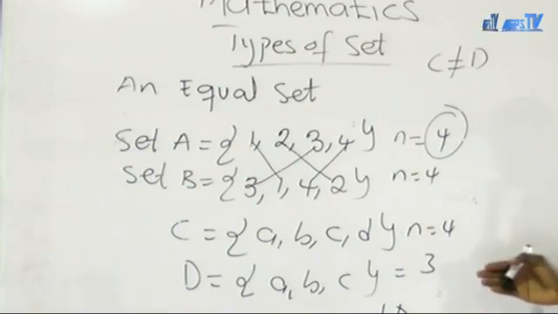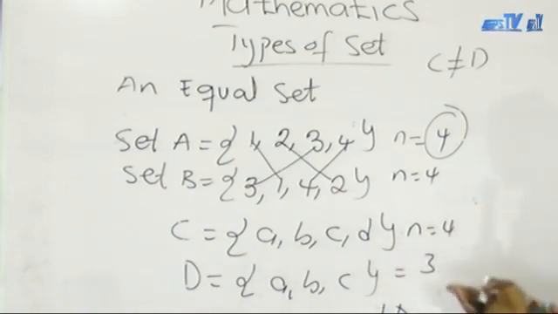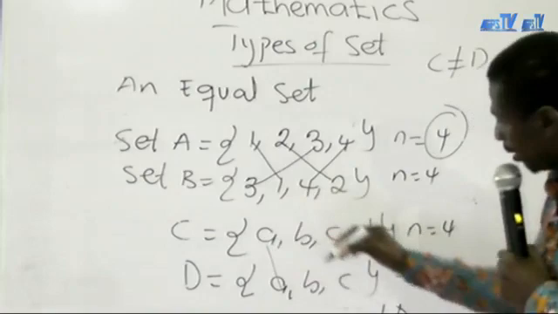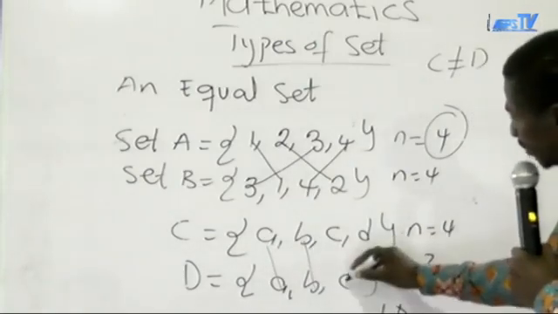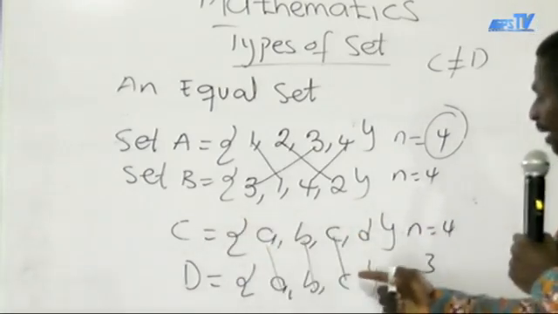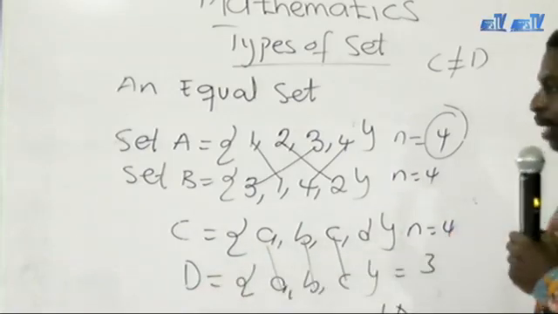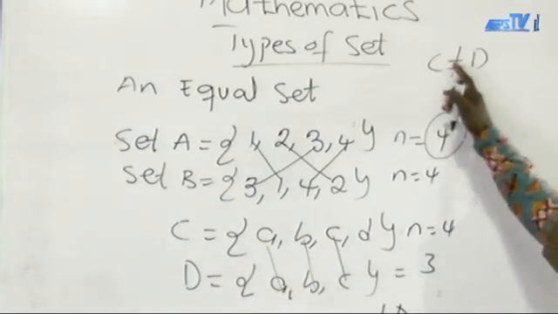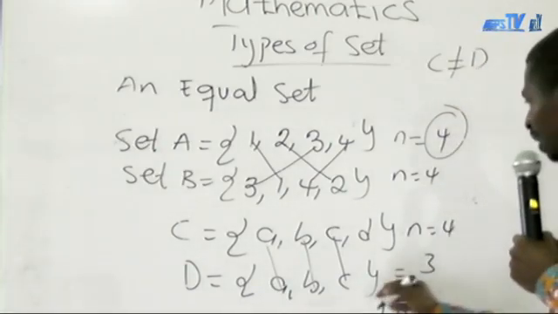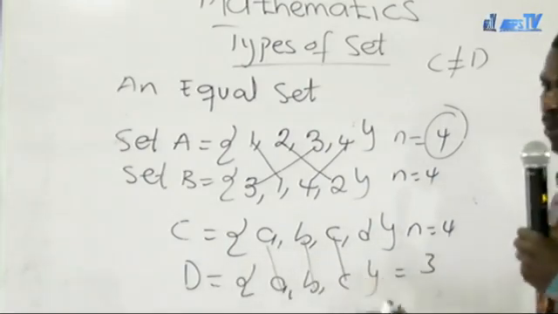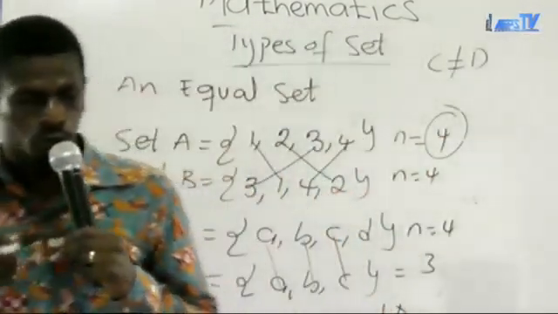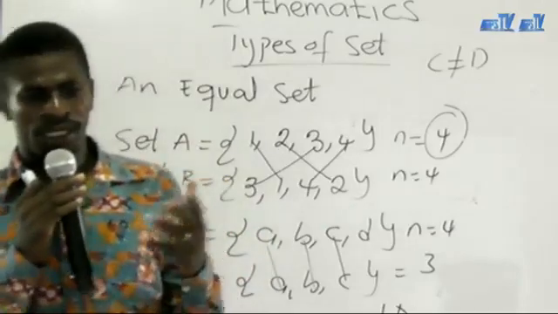Again, even if they are 4-4 and we cannot match the individual members like I did, I can match A to A, I can match B to B, I can match C to C. But because I cannot match D in set C to any other member in set D, once again we conclude that set C is not equal to set D. So for set C to be equal to set D, set D must also have a member D for it to be equal. So that is for equal sets.